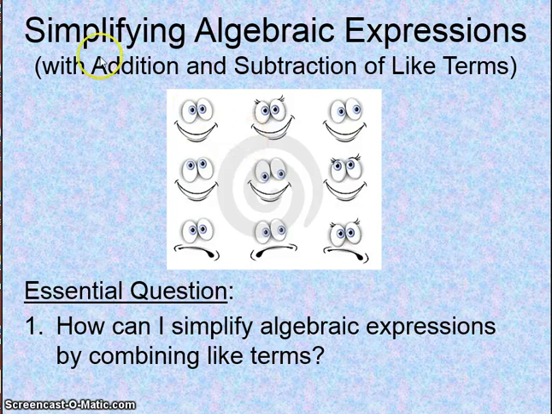In this lesson, titled Simplifying Algebraic Expressions with Addition and Subtraction of Like Terms, our essential question is, how can I simplify algebraic expressions by combining like terms? And what you are going to see in this lesson is different than what you saw in Unit 1 Part 2 with integer exponents. In that lesson, we were looking at multiplication of different bases. Now we're going to be looking at addition and subtraction of different terms.